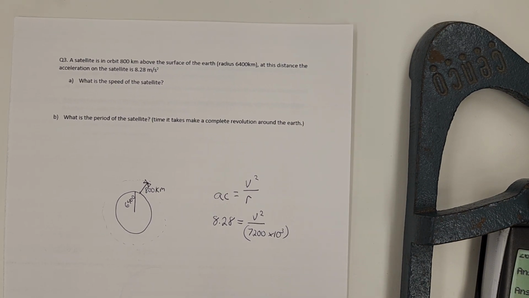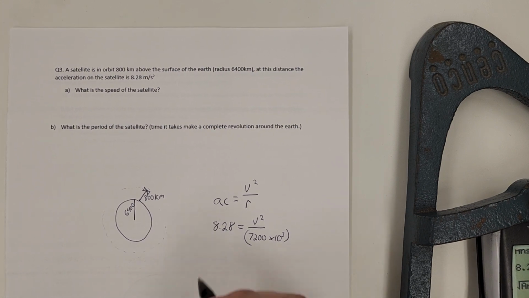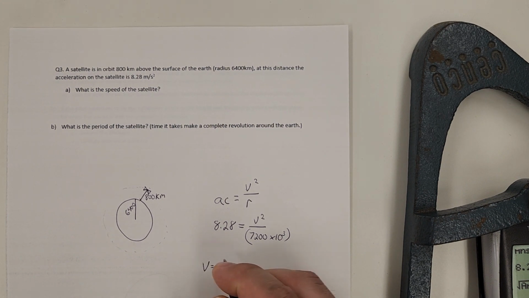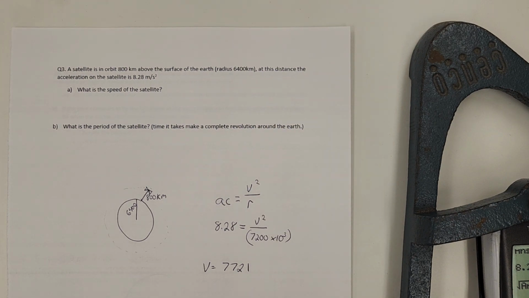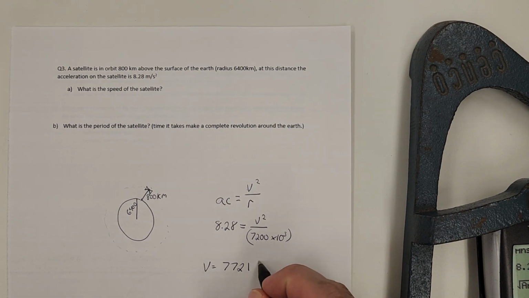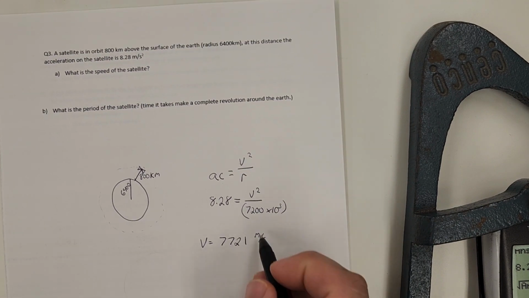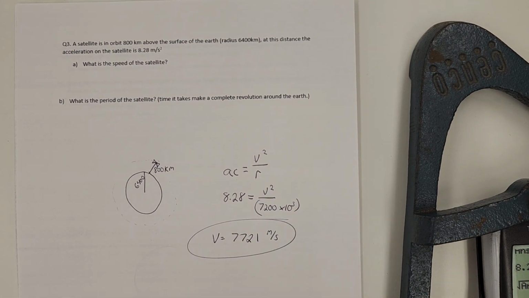Okay, so we'll do 8.28 multiplied by 7,200 times 10 to the third. And then finally, we're going to take the square root of our answer. And we get that v, if we did it all out correctly, should be 7,721. And that's going to be meters per second because it is a velocity. So there's part A, the speed of our satellite.